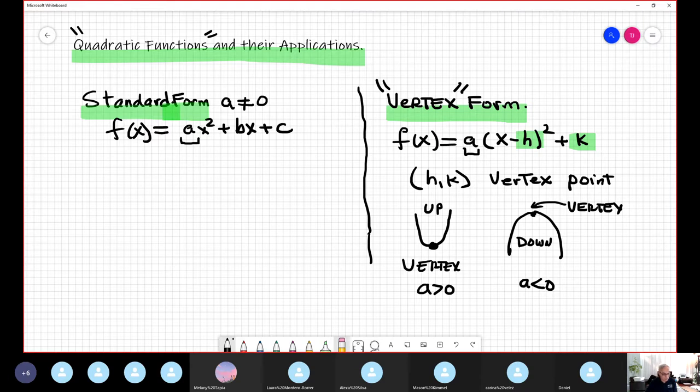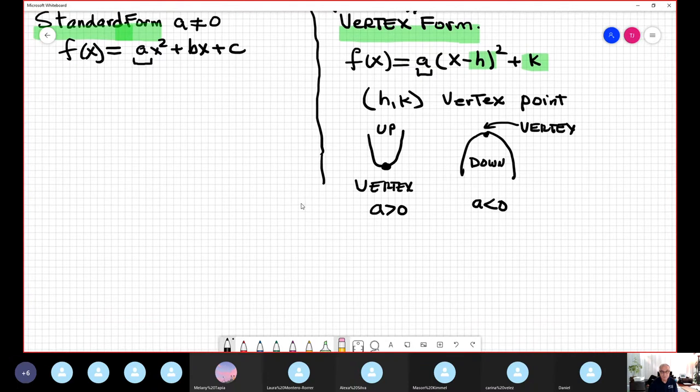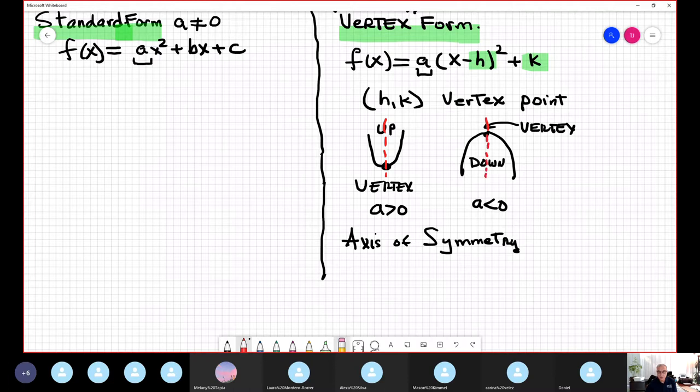Another important thing is the axis of symmetry. This is very important. Why is it important? Because the axis of symmetry is always a vertical line passing through the vertex like that, and it splits the parabola into two equal parts. What is the reason it's important?